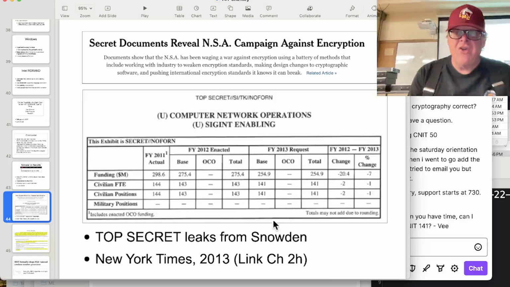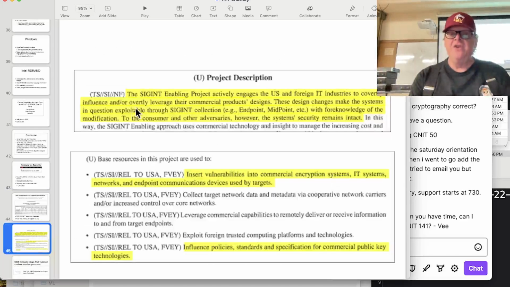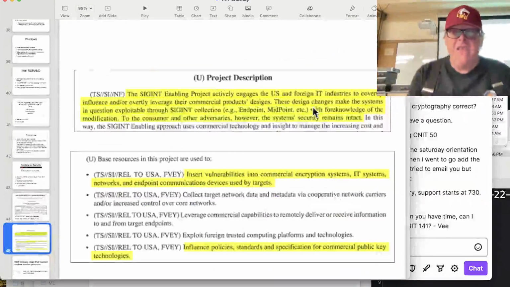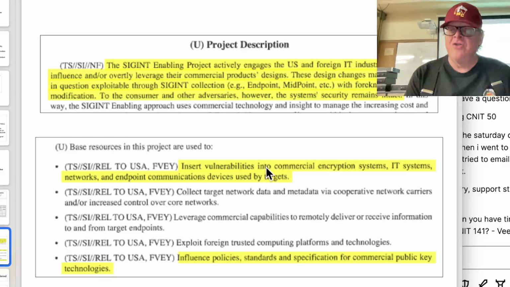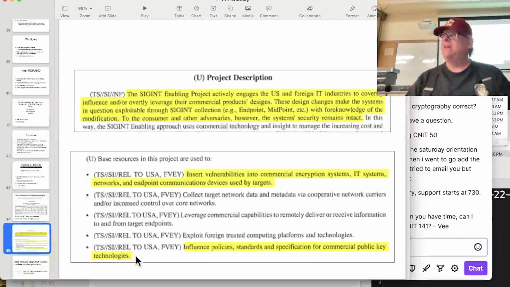And there were some secret documents that came out from Snowden talking about how, in fact, the NSA did, in fact, practice tricking people into using insecure stuff. They actively engaged U.S. and foreign IT industries to covertly influence and overtly leverage their commercial products' designs to make the systems exploitable with foreknowledge of the modification. And here's the program they had to insert vulnerabilities into commercial encryption systems and influence policies and standards for commercial keys. So the Snowden leaks revealed the fact the NSA was absolutely doing this.